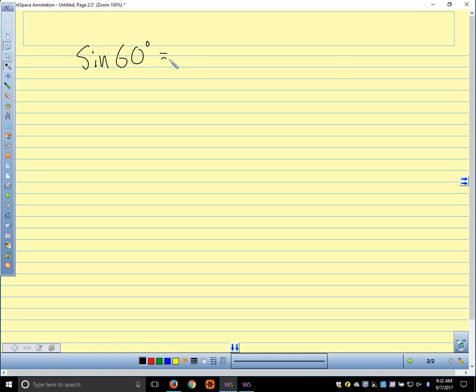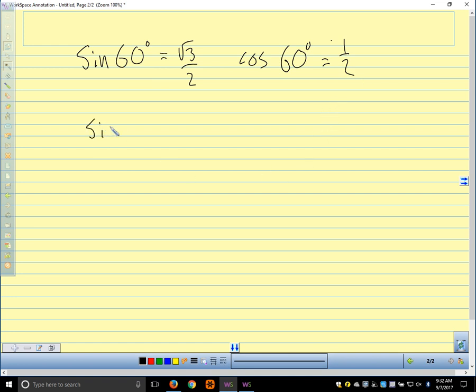Sine is the y coordinate, so that's going to be the long side of the triangle, square root of 3 over 2. And the cosine of 60 degrees is 1/2. Short side of that triangle. What's the sine of 30 degrees? 1/2. And the cosine of 30 degrees? Square root of 3 over 2.